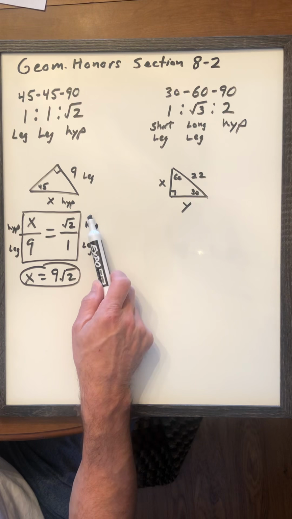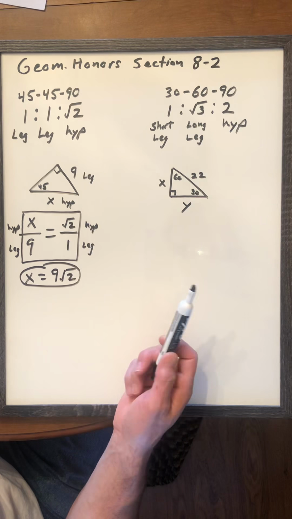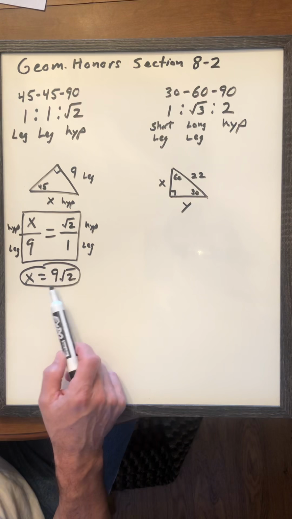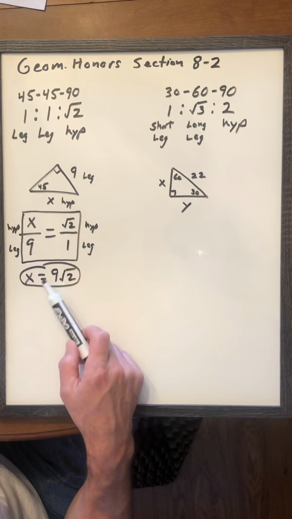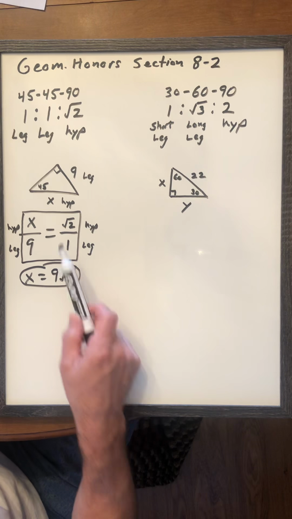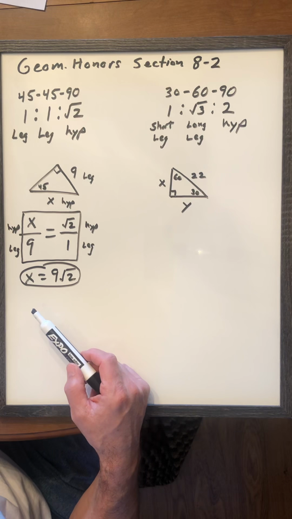Then over here, it would have been leg over hypotenuse. It would have been 1 over square root of 2. Either way, you're still going to get the same answer because you're dealing with a proportion. And so that's for the 45-45-90 triangles.